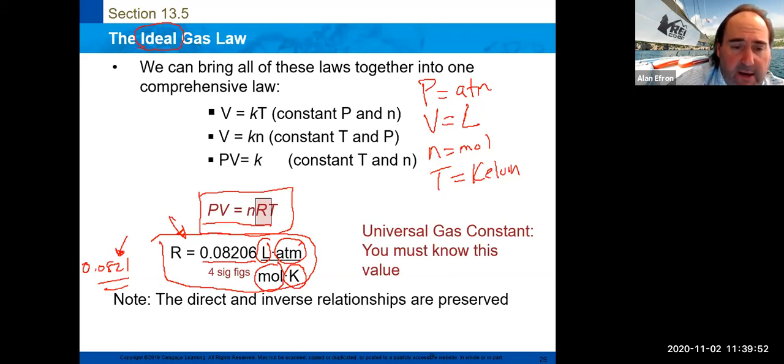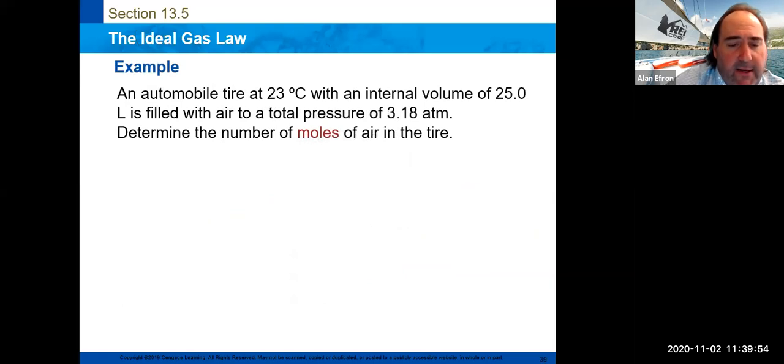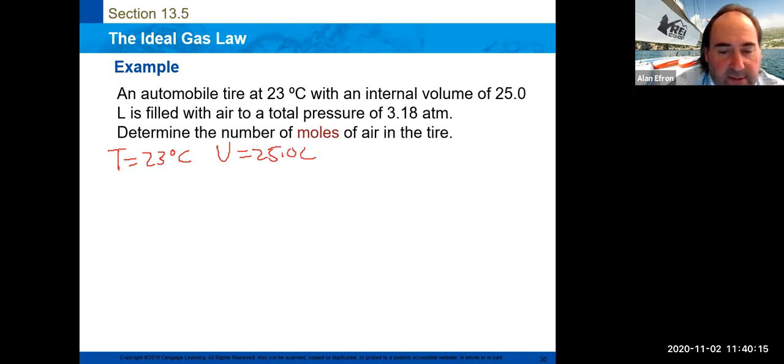So let's take a look at one here. An automobile tire at 23 degrees Celsius has an internal volume of 25 and a pressure of 3.1. Determine the number of moles of air. So if we do our same approach here, we have our temperature that is 23 degrees Celsius. We have a volume that's 25 liters. We also have a pressure that is 3.18 atmospheres.